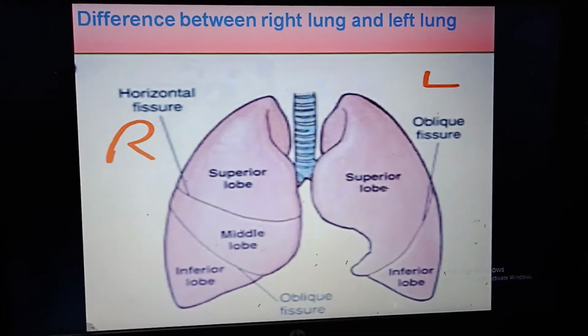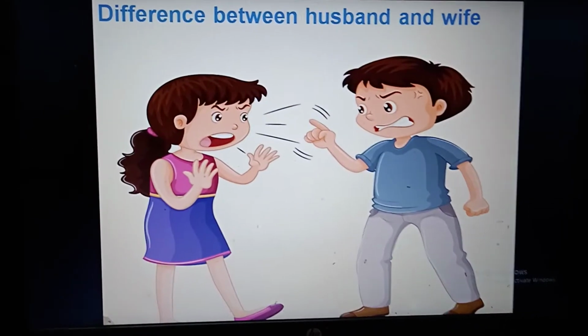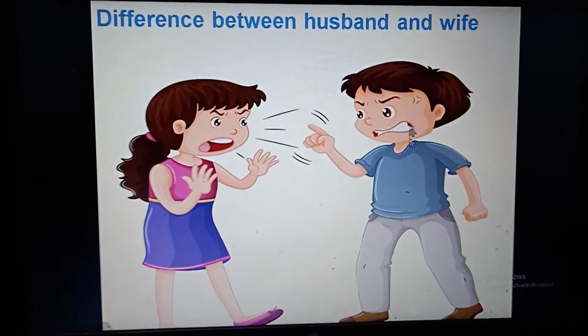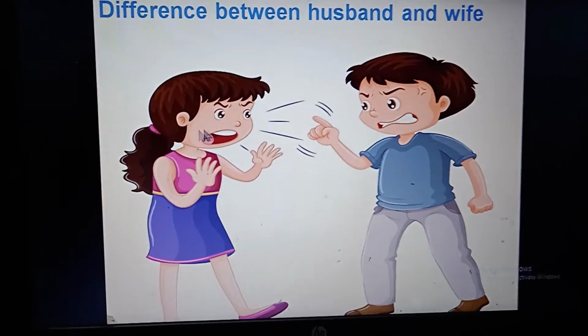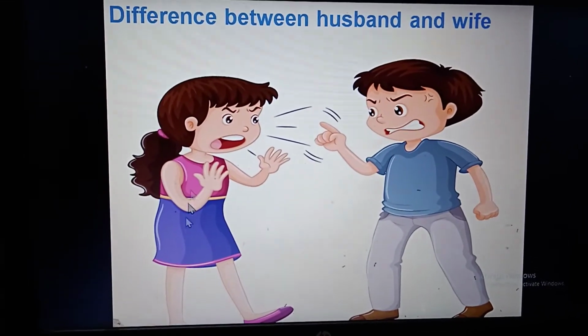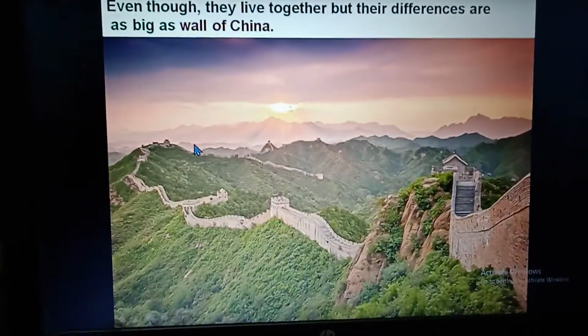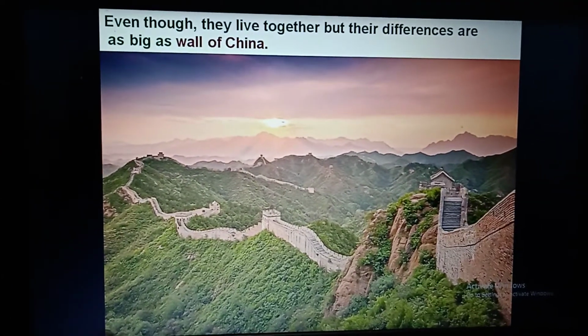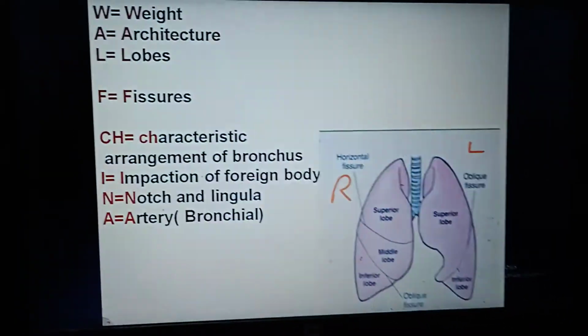Differences between right lung and left lung. Right lung, we all know husband is always right. So husband is right lung, and wife, who gives threatening to leave the house, so left lung is wife. Even though they live together, their differences are as big as the Wall of China.